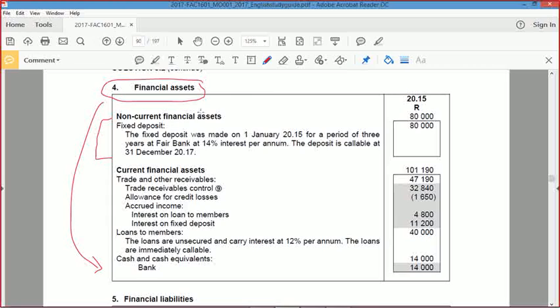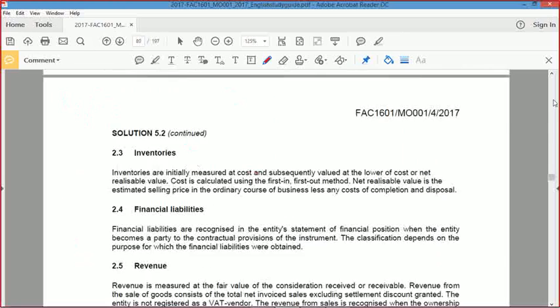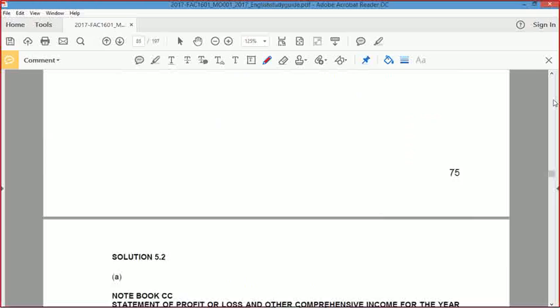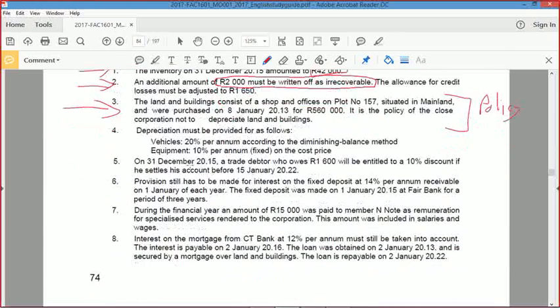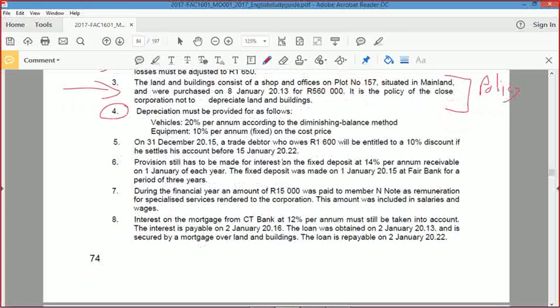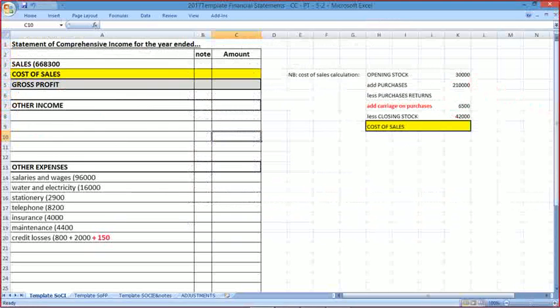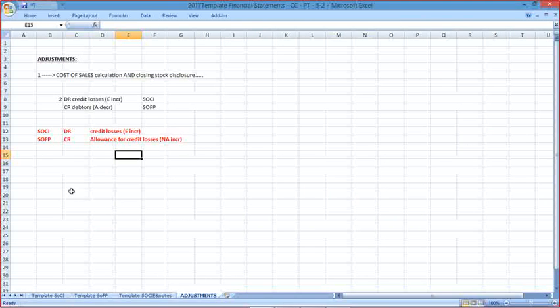Okay, perfect. So let's go back to the question that we were busy looking at, and we were discussing number 3, which you told me isn't important because it's additional information. Number 4 talks about depreciation, which must be provided for as follows. Vehicles, 20% per annum according to the diminishing balance method. So give me the working for depreciation. What do I do when I see depreciation? Timeline. Yes, very good. I said vehicles in the beginning was 200,000.